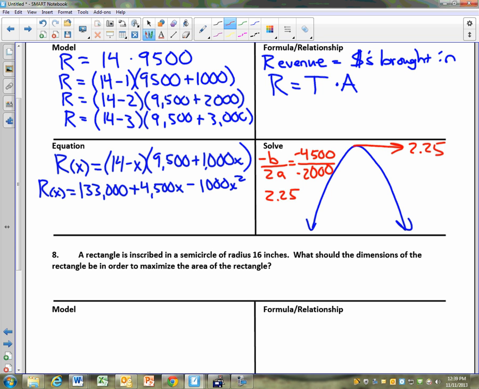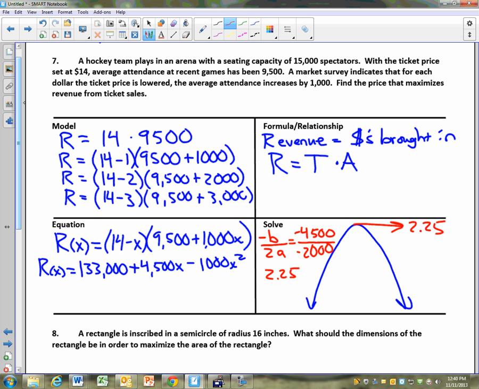What does that mean in context of the original problem? 2.25. True or false? In order to maximize my profit, I should charge $2.25 per ticket. False. That means I decrease the ticket price by $2.25. That's what we set it up to mean. So, ticket price equals 14 minus 2.25, which is $11.75.